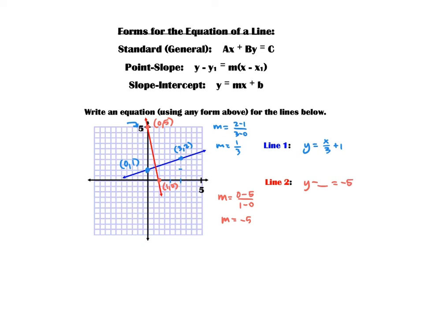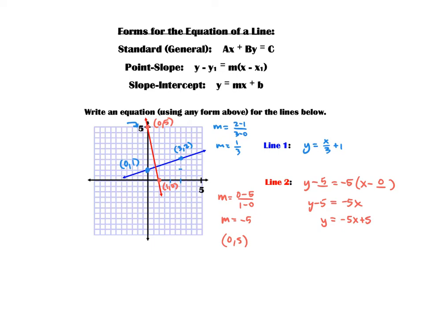So I'm going to use the following form, and I'm going to use the point (0, 5). Okay, I'm going to plug 0 in for x and 5 for y. I'm going to solve for the equation of the line. Therefore, y minus 5 equals -5x. And therefore, adding 5 to both sides, I would get y equals -5x plus 5. That would be the equation for the red line.